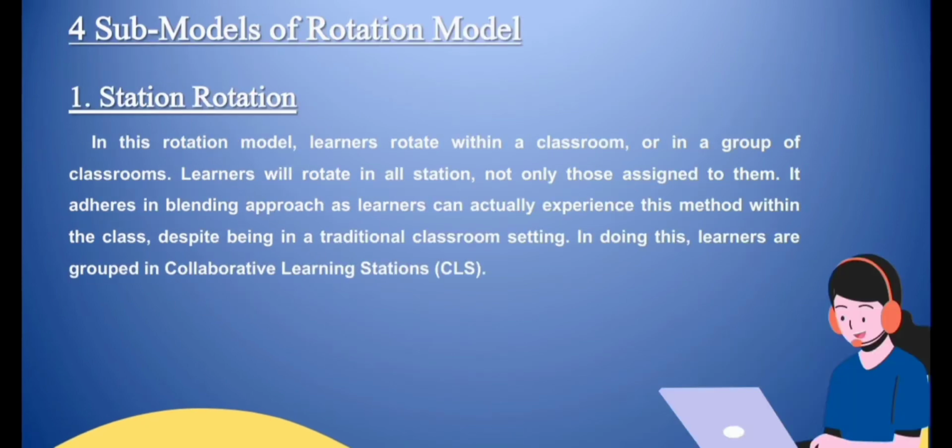So, there are 4 subcategories in the rotational model. First is the station rotation. In this model, learners rotate within the classroom or in a group of classrooms. Learners will rotate in all stations, not only those assigned to them. It adheres to the blending approach as learners can actually experience this method within the class, despite being in a traditional classroom setting. In doing this, learners are grouped in Collaborative Learning Stations or CLS.